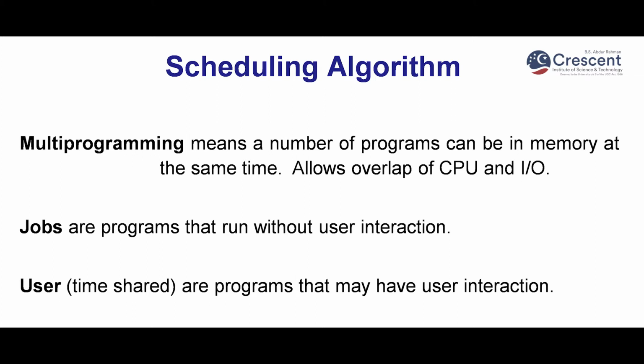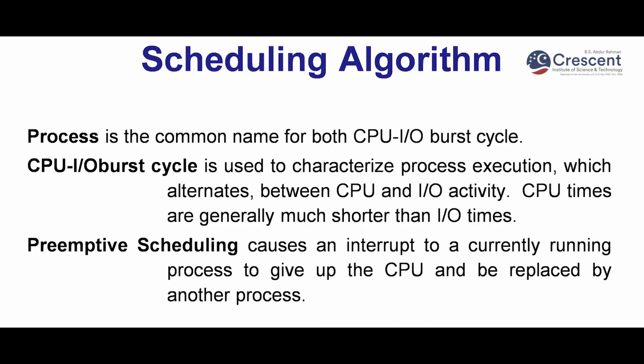Obviously you know about users. Those are user interactions. Next comes the process. Process is the common name for both CPU and IO burst cycle. The CPU and IO burst cycle characterizes process execution, which alternates between CPU and IO activities. CPU times are generally much shorter than IO times. Preemptive scheduling is when an interrupt causes the current running process to give up the CPU and be replaced by another process.